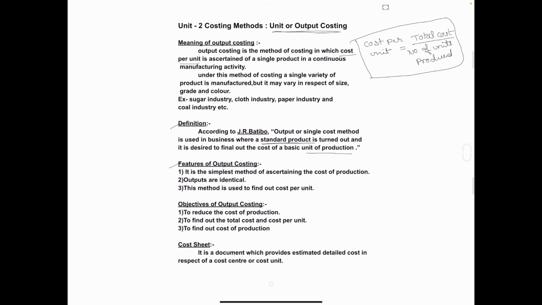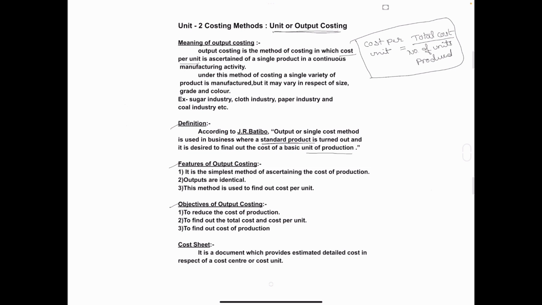Next we'll see the features of output costing. Number 1, it is the simplest method of ascertaining the cost of production. Second, products are identical. As I already told you, in unit or output costing, the products are identical in nature, means they produce a single variety of product. Third one, this method is used to find out cost per unit.